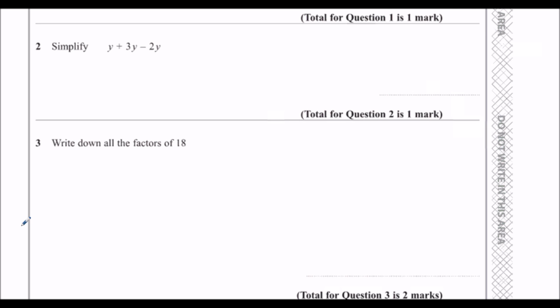Question 2. Simplify y plus 3y plus 2y. So where we've got y here, that means we've got 1y. If it just says y, there's only one of them, plus 3 of them. So 1y plus 3y, that's 4y's. And then we're going to take away 2. 4 of something, take away 2 of something is 2 of something. So 2y's in this case.